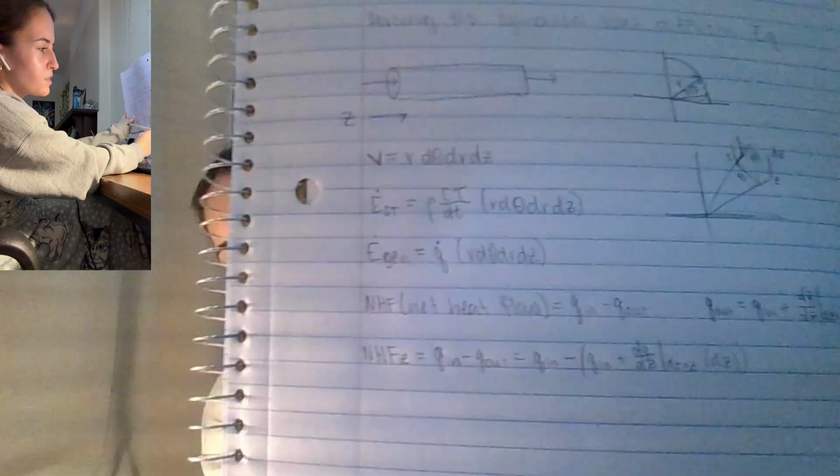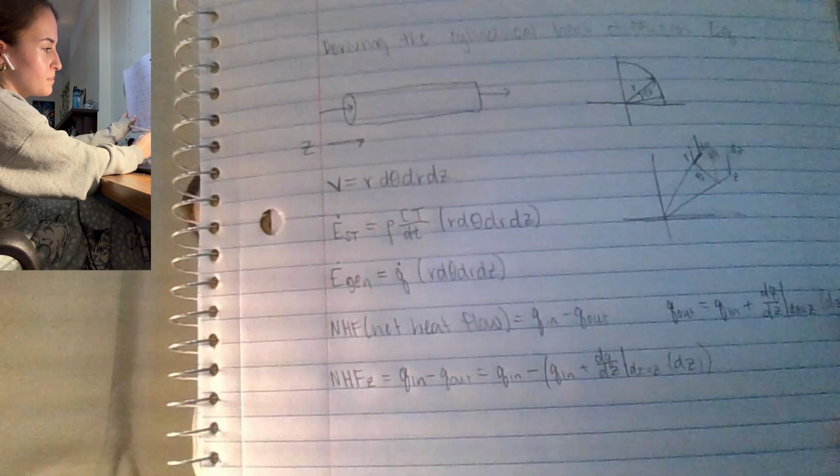So if we plug that in to find the net heat flow in the z direction, we'll have the heat flow in minus the heat flow out, which is going to equal heat flow in, and then we can plug in the heat flow out equation that we just solved for. So then we'll have Q in once again plus change in heat flow over change in z, dz equals z times dz once again. So here, now that we're solving for the net heat flow in the z direction, that's going to be the Q in minus Q out.